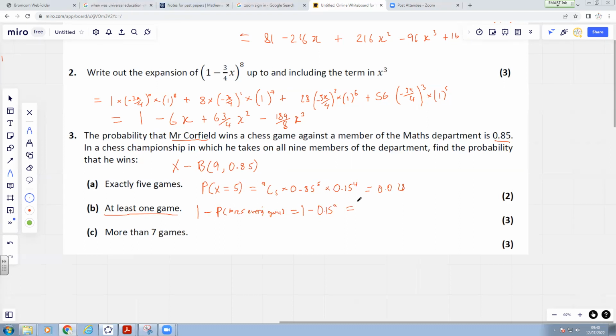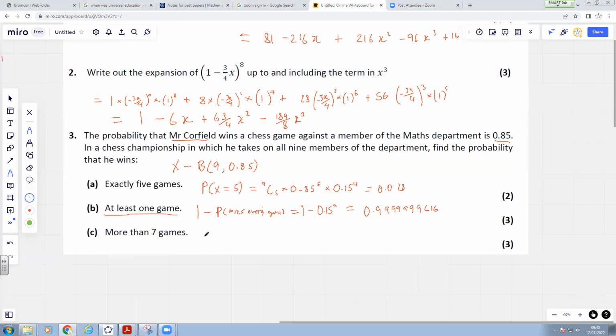Of course, he's going to win a game. Minus 0.15 to the 9. Okay, I'm getting like 0.9 recurring. So if you've got 0.99999999, of course he's winning a game. He's an international master. It was like that on my calculator. It's a bit of a silly question, though, such a silly answer.